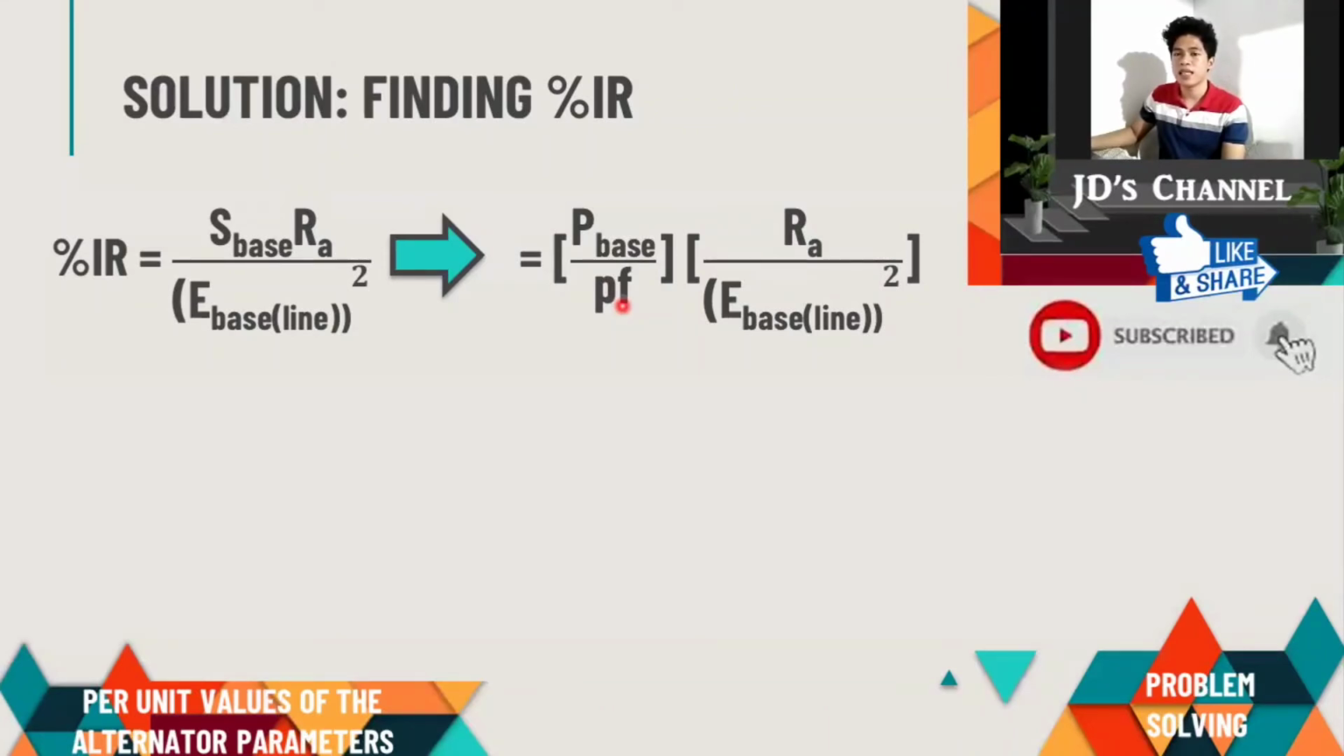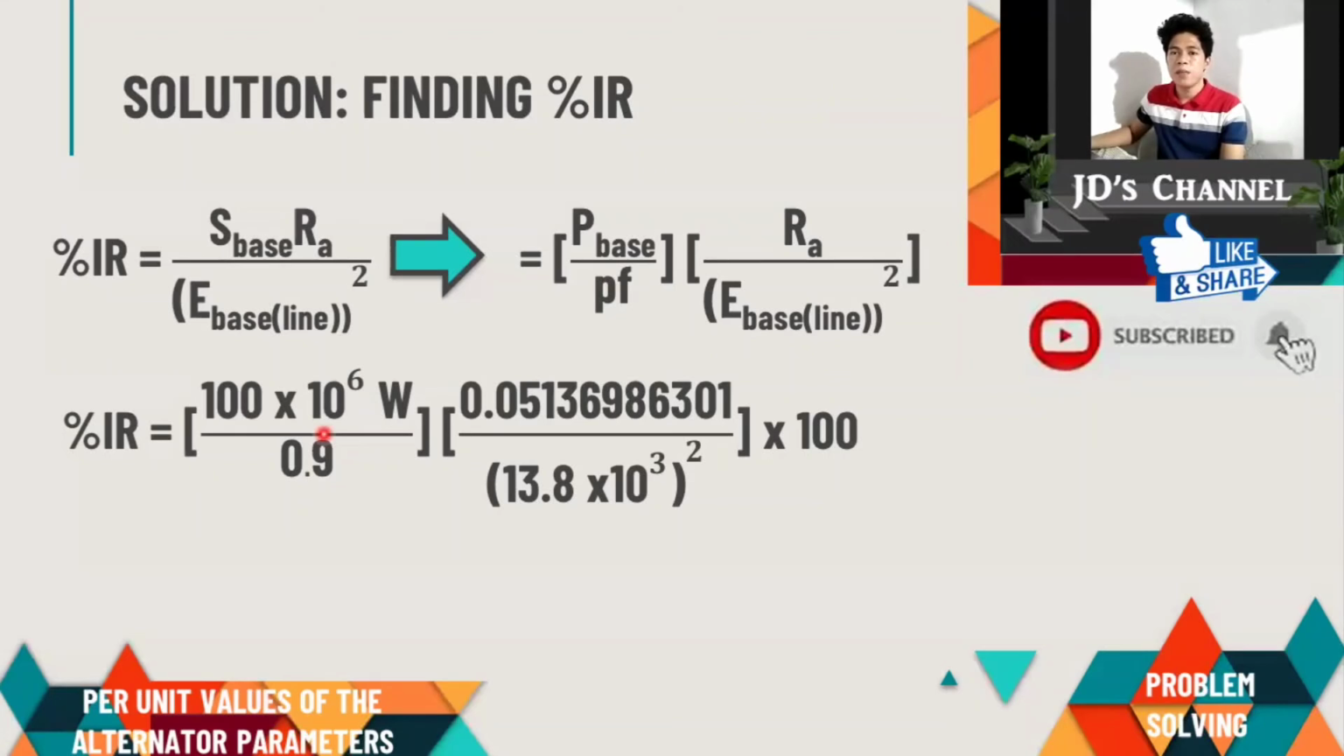So now, class, let's substitute. Our P base, that is 100 megawatt or 100 times 10 to the 6 watts, over our 0.9 power factor, and then our RA effective from earlier, that is 0.05136986301, over our 13.8 kV, that is 13.8 times 10 to the third power, quantity squared. And then we just multiply it by 100, class, so that it becomes a percentage. So what will be our answer?